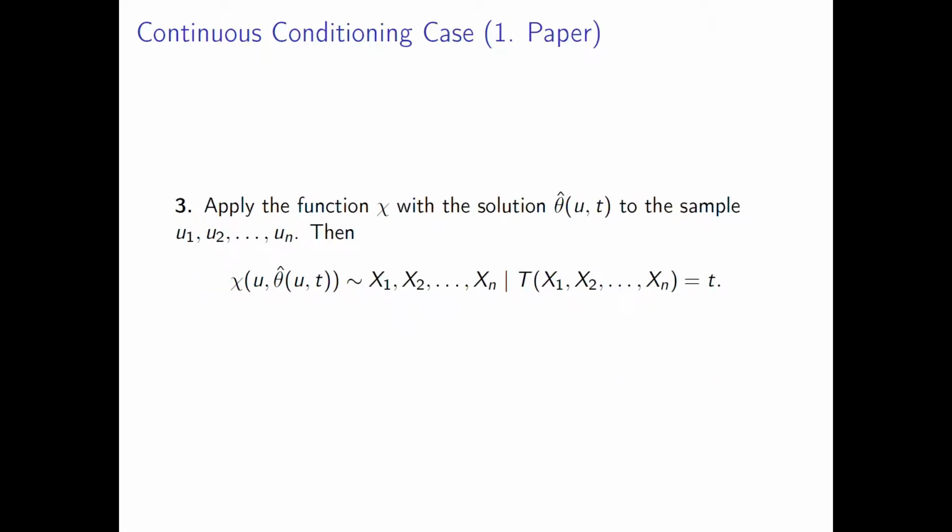And the last step is to apply the function chi to this sample that we got from the function h. And we also have this solution theta hat, which is connected to the sample set u. And we put the sample and the theta hat together into the function chi, and we end up with a sample from the conditional distribution that we wished to draw simulations from.